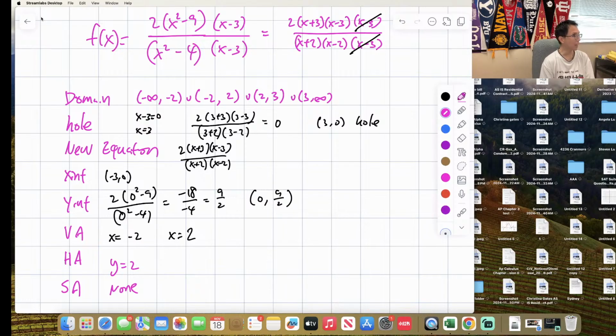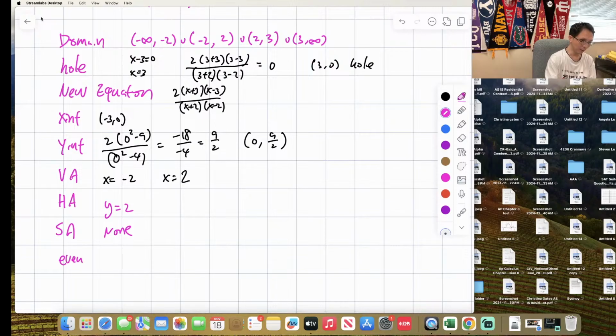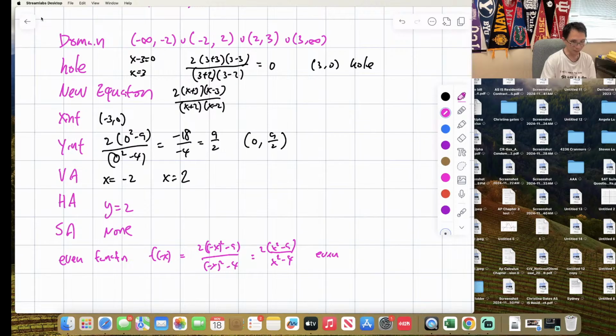Now, is this an even or odd function, by the way? It's actually an even function. Why? Because I can plug negative x into the new function. So it'll be 2 times negative x squared minus 9 over negative x squared minus 4, so it'll be 2 times x squared minus 9 over x squared minus 4. So they're even, which just means symmetry to the y-axis. So if you graph one side, you can reflect it to the other side.